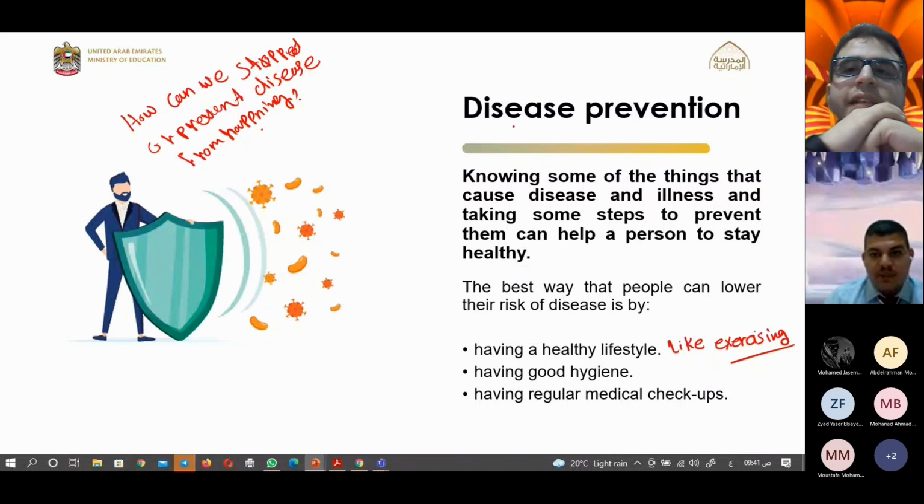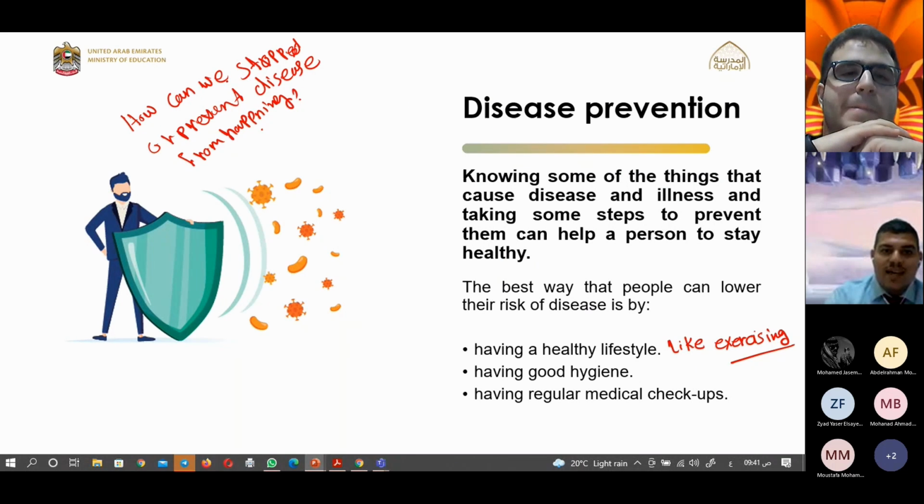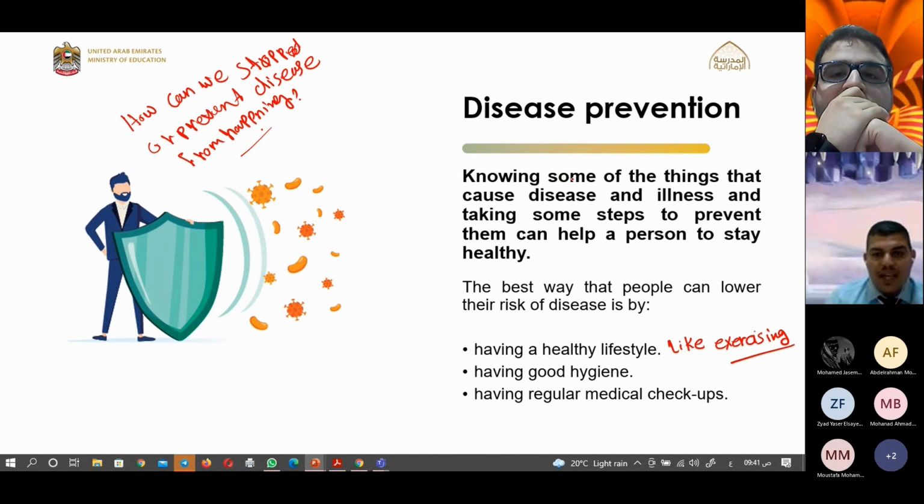Repeat. Disease prevention. My question is, how can we stop or prevent disease from happening? My answer is, of course, this can happen only by knowing some of the causes of disease. It's also taking some steps, such as having a healthy lifestyle. Like what? Like exercising, and what? Having a good healthy diet.